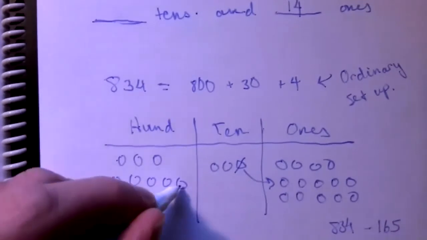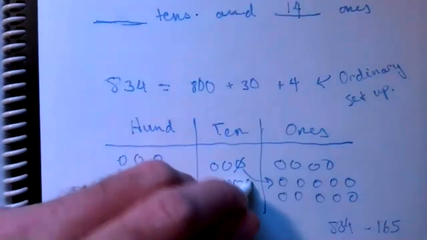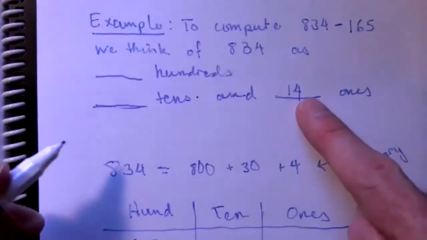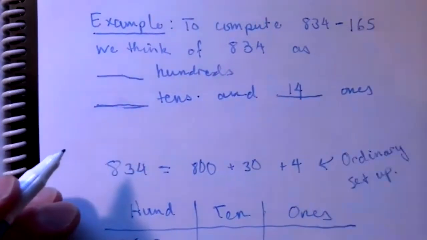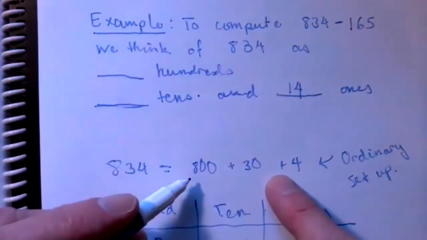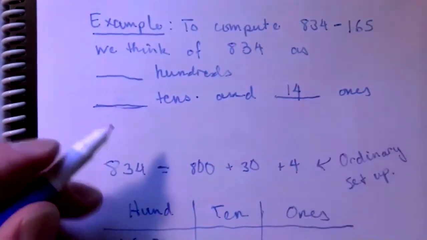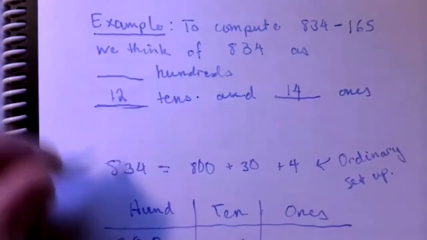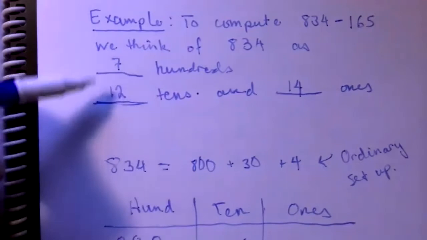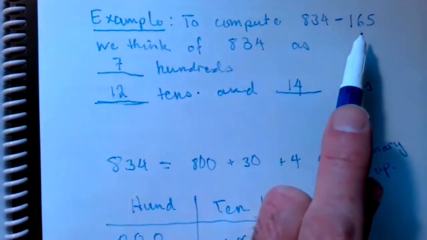Borrow from the hundreds place. Right, we cash in one of those. 1, 2, 3, 4, 5, 6, 7, 8, 9, 10. So I should re-visualize this. Instead of 8 hundreds, 3 tens, 4 ones, I should do 14 ones. I should do 12 tens, and finally 7 hundreds. When I'm thinking of the number like this, now I can do the subtraction.